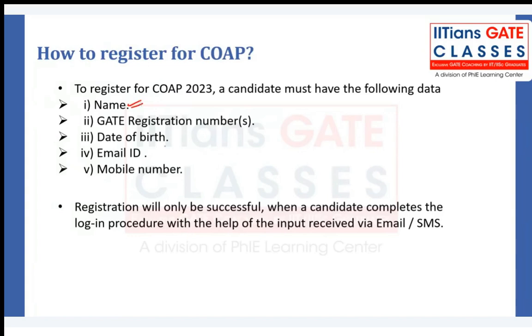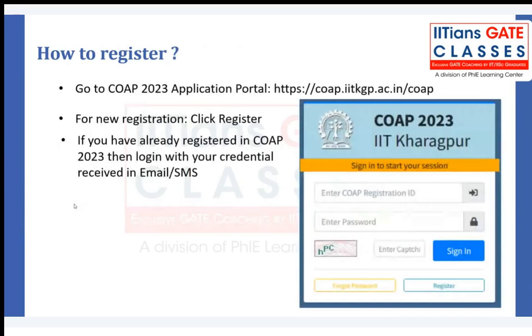Why the email and mobile number are very important is because your registration will only be successful when you verify yourself using email or SMS, which you will get on your mobile number. You will also get your COAP registration number on your mobile phone or email. So the registration will only be successful when the candidate completes the login procedure with the help of the input received via email or SMS.